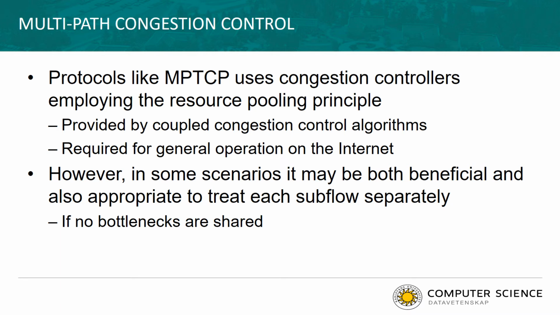And this is something that is required if you want to use your multipath protocol as a general operation on the internet. However, there may of course be situations where it can be both beneficial and appropriate to treat each subflow separately. If you have no shared bottlenecks, and perhaps you have acquired two uplinks to gain capacity, and there are no shared bottlenecks along the paths, then in such a scenario it would be perfectly fine to use uncoupled congestion control, that is, a single independent congestion control on each of the paths. But for general operation on the internet, the coupled congestion control is very important for ensuring stability and fairness to other flows.